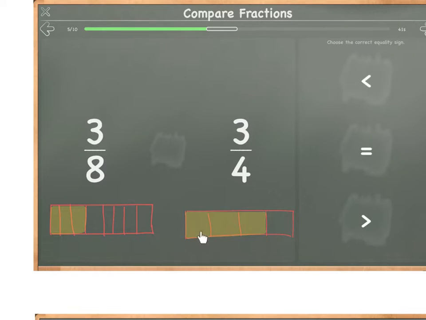Over here we have 4 parts. Out of 4 parts, 2 of them would be the halfway point. Well, because I have 3 out of the 4, I'm more than halfway. So take a look visually. You can see this one is below half. This one is above half. So using the halfway point as a landmark is another way to compare fractions.